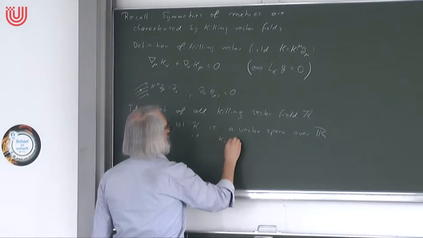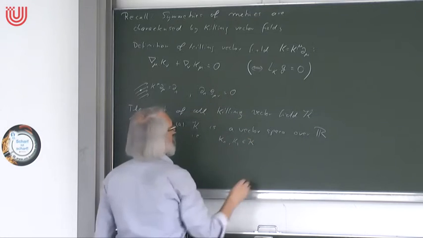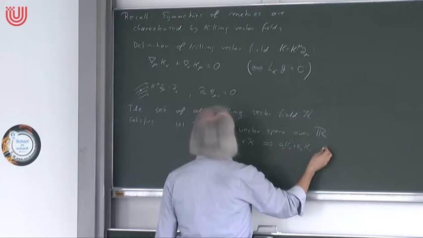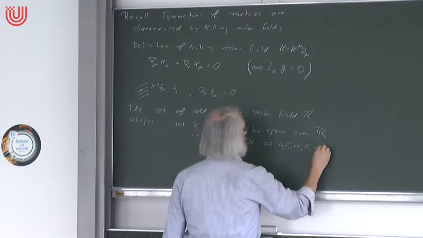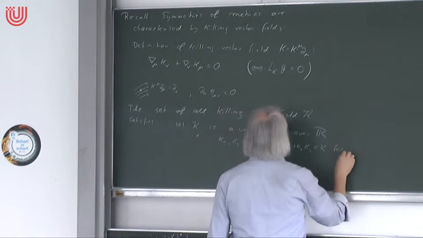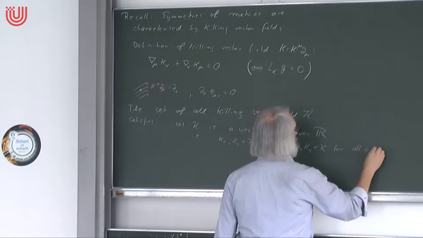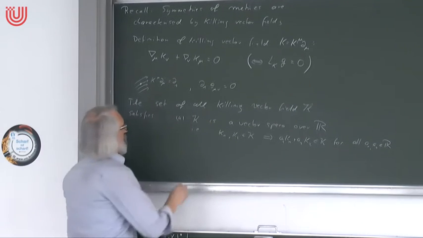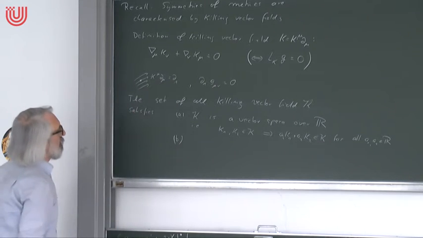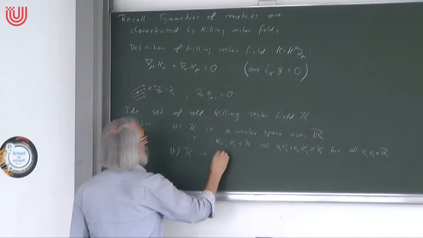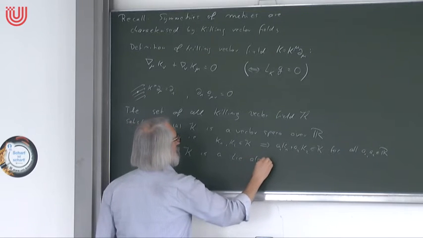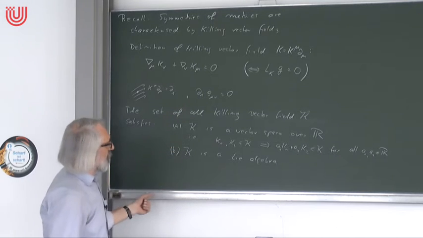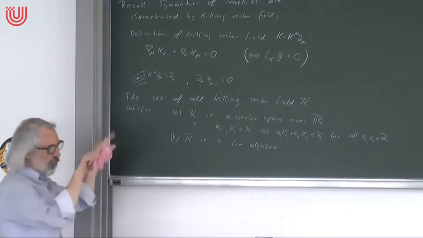So let me write down what this means. If I have two Killing vector fields, K1 and K2, then a1 K1 plus a2 K2 is again in the set of Killing vector fields for all a1 and a2 in R. And the second statement is that this is also a Lie algebra. This includes two things. First, it says that it is a vector space. We know this already. And second, it means that it is closed under the Lie bracket.